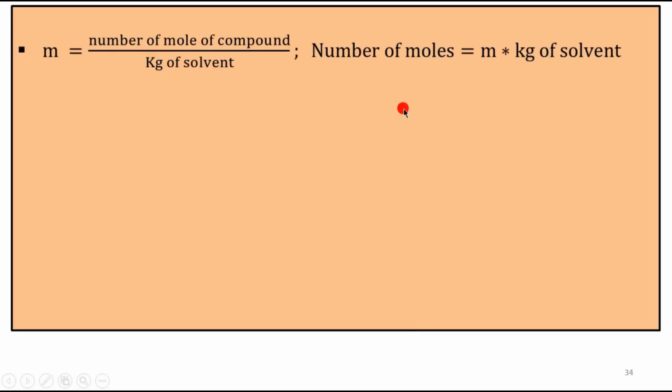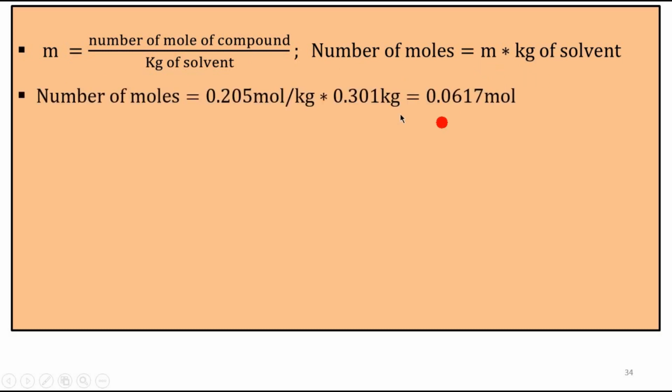Let's proceed. Molarity is the number of moles of compound divided by kilograms of solvent. We have the molarity and the kilograms of solvent, so we can determine the number of moles. The number of moles will be equal to the molarity times kilograms of solvent. Replacing the values, the number of moles equals 0.205 times 0.301. Then you get the number of moles.